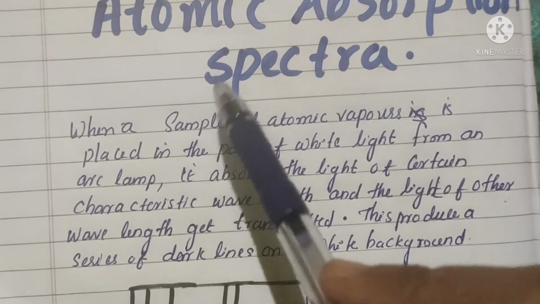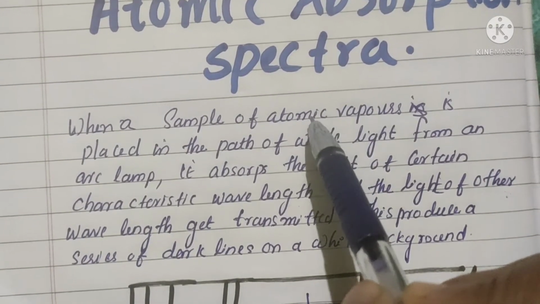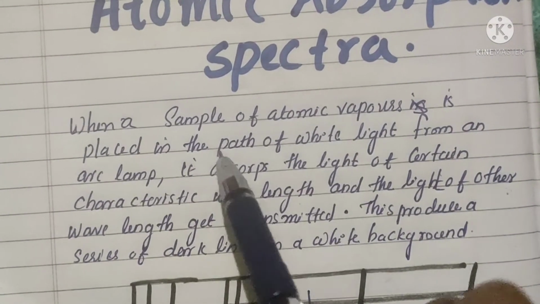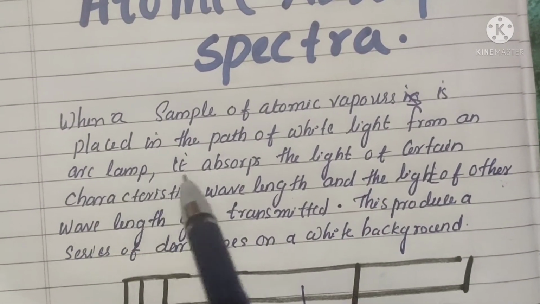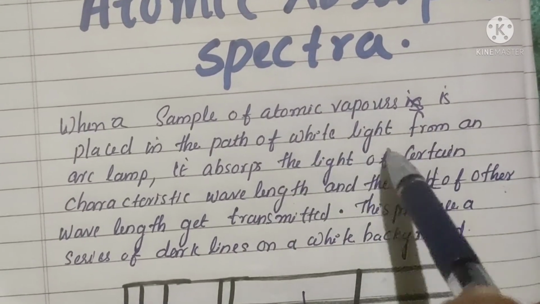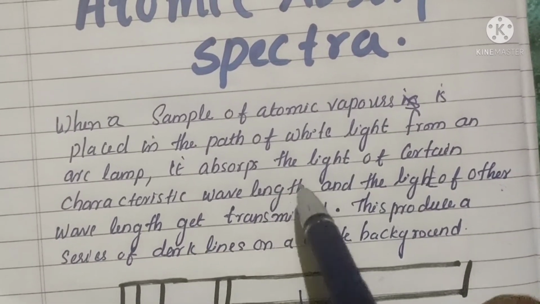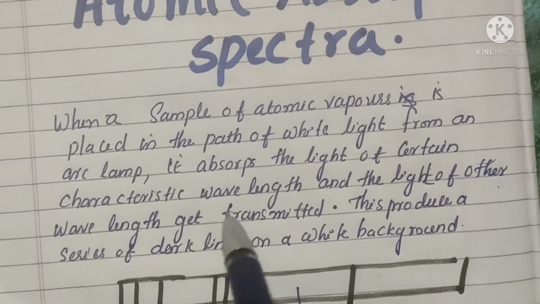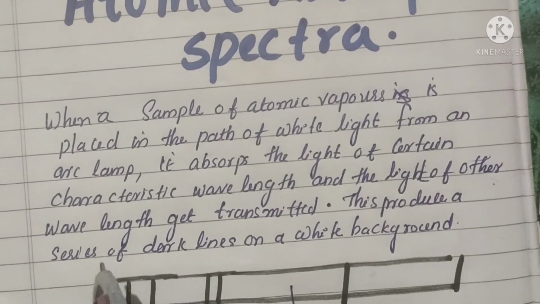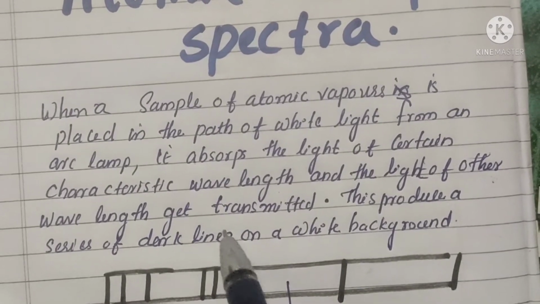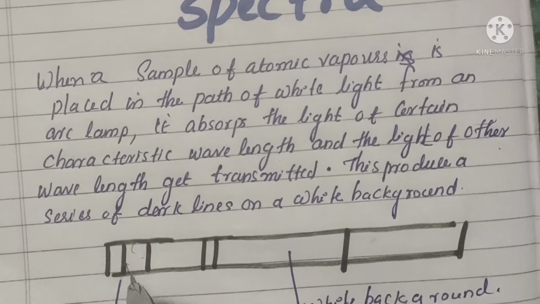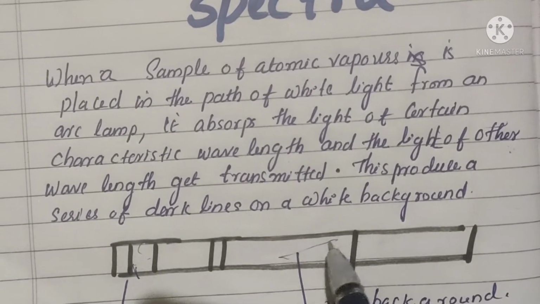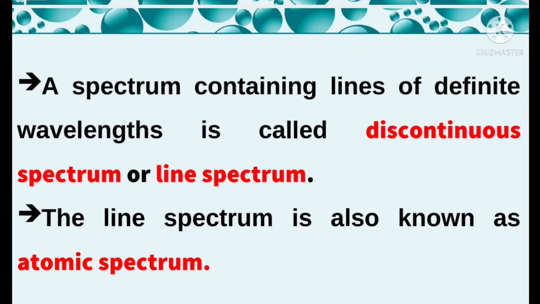If we place a sample of atomic vapors in a path of white light which is formed from an arc lamp, it absorbs the light of certain characteristic wavelength and the light of other wavelength gets transmitted. This produces a series of dark lines on a white background. These are the dark lines. These are white backgrounds.